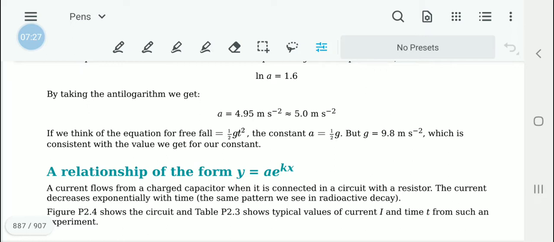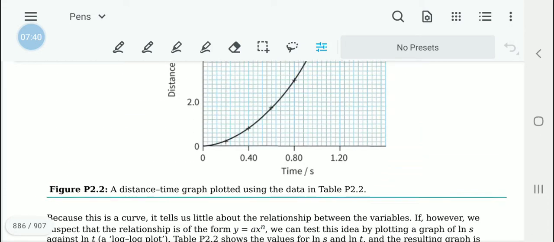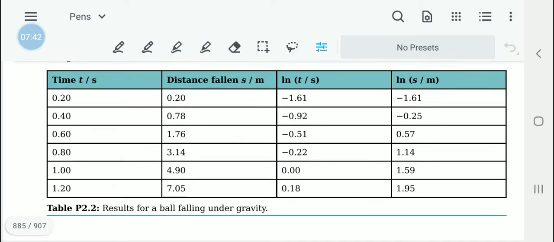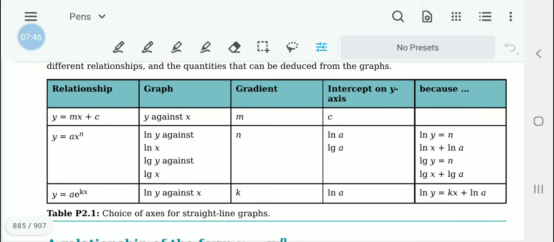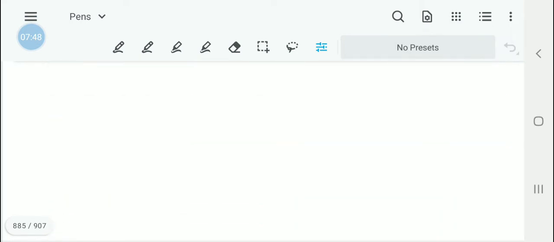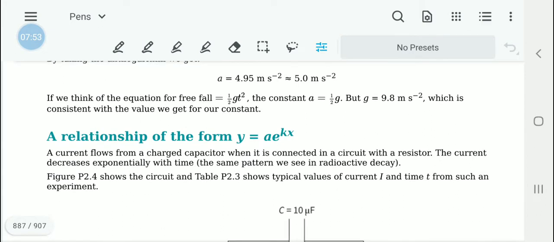So how do we reach this? What we need to do is draw the two different graphs. The possibilities are these two: y equals a x to the power n, or y equals a e to the power kx. You might be a little confused, but please don't worry. When you do the questions, you will understand how to deduce these things.